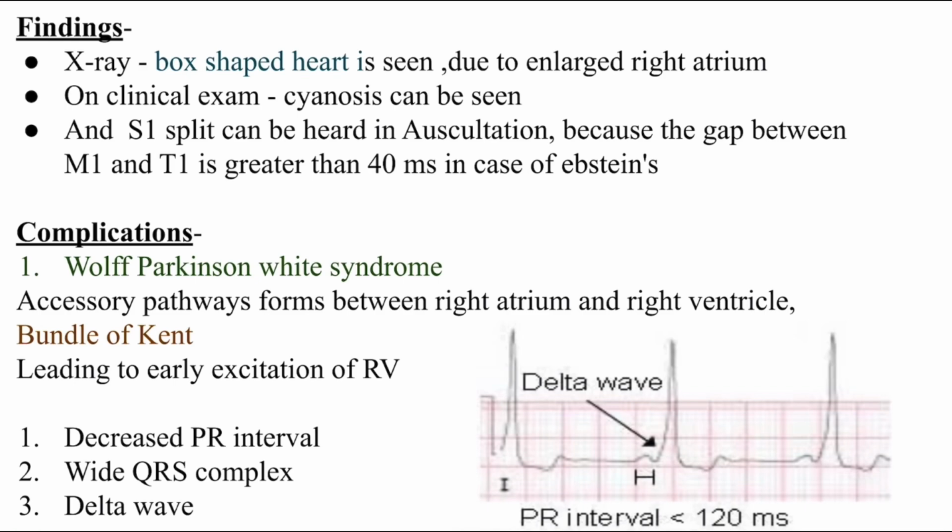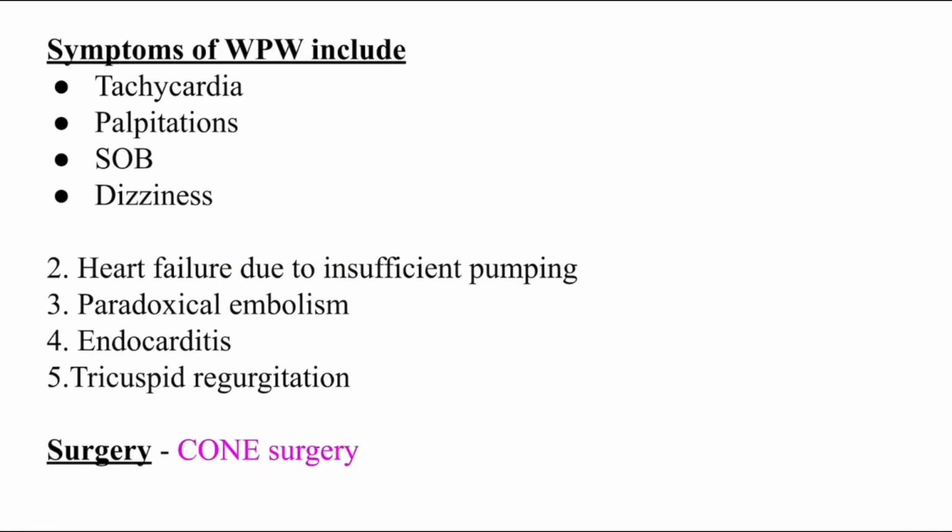So what will be happening in this syndrome? There will be tachycardia, palpitations, shortness of breath and all. And the three things which you have to remember with respect to ECG is this decreased PR interval, delta wave can be seen, and wide QRS complex. These are the symptoms of WPW syndrome. And other complications include heart failure because the right ventricle is unable to pump the blood properly, and paradoxical embolism, endocarditis, tricuspid regurgitation and all. And the surgery which is done in case of Ebstein's anomaly is cone surgery.